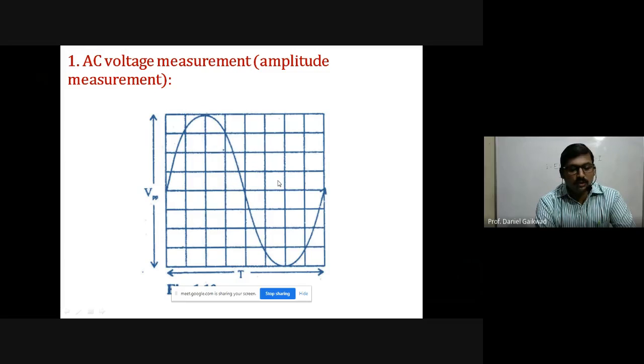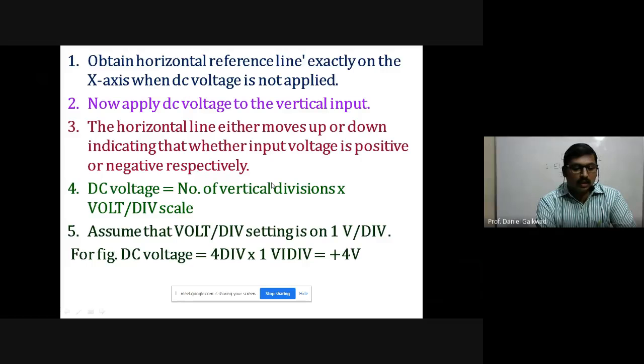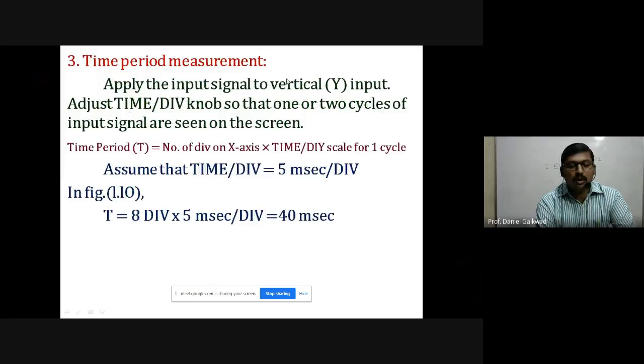So already we have discussed the first application, AC measurement. Then we have already discussed the DC voltage measurement. And now we have the time period measurement for an AC signal that is given to the CRO. Any signal in the form of AC has a time period as well as a frequency. That can be measured with the help of the CRO, and the technique is given like this.